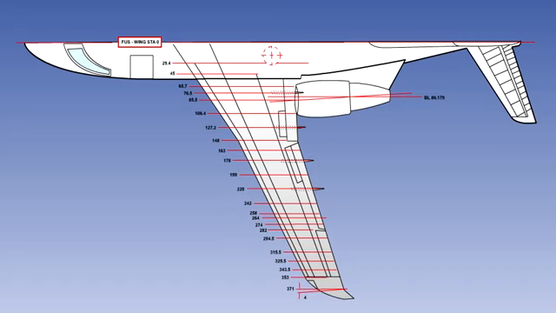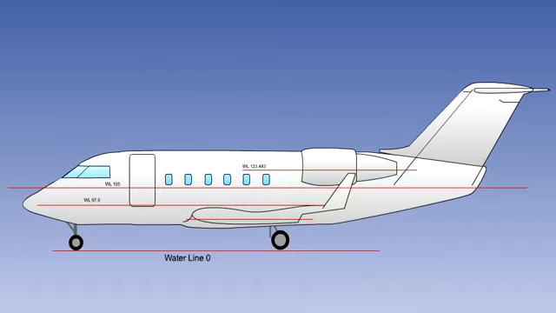Wing station numbers are measured in inches left or right of the aircraft centerline. Vertical position is identified from the horizontal datum. These positions are known as waterlines or buttock lines and are measured in inches from the datum. Plus is used for locations above and minus for locations below the datum. In this example, the datum is at the bottom of the extended landing gear.